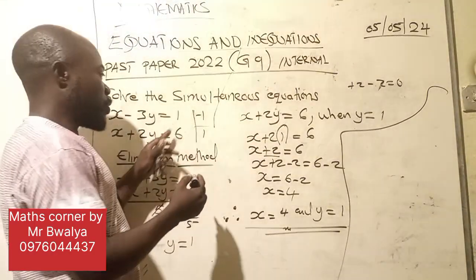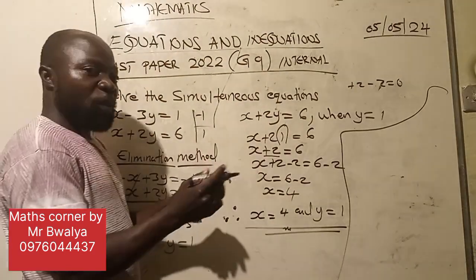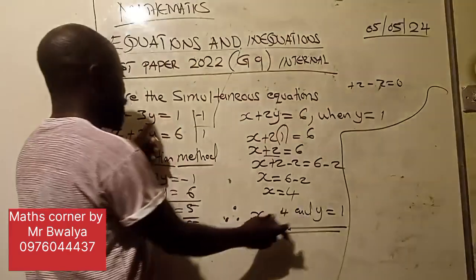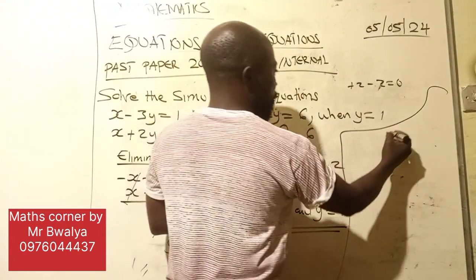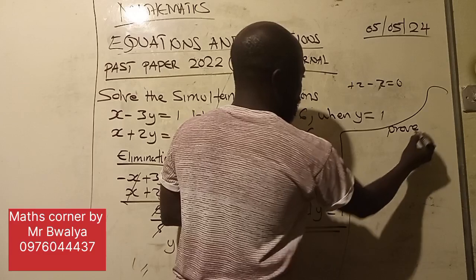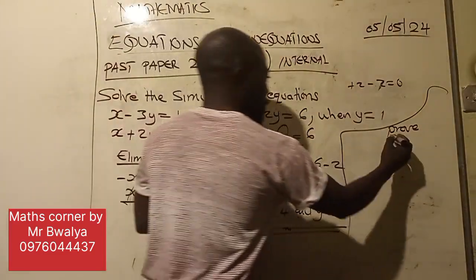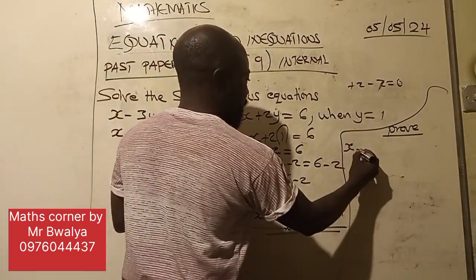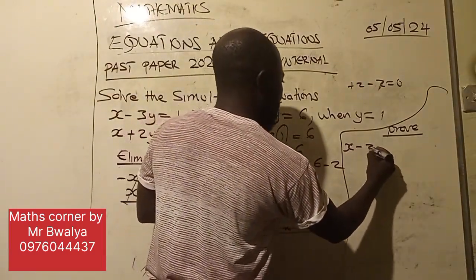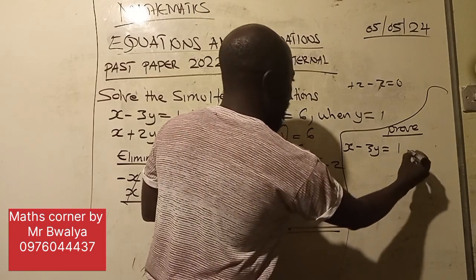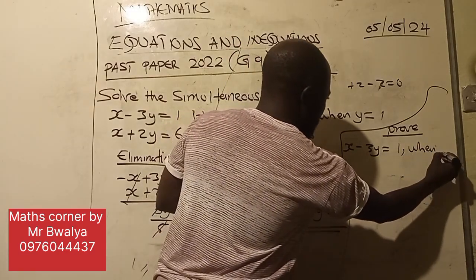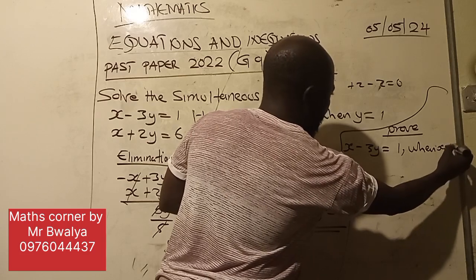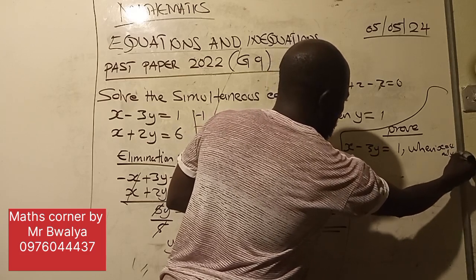Are we together? So we say, where there is x, you are going to put 4, and where there is y, you are going to put 1. So we say prove. We are trying to prove, right? Therefore, the first equation says x minus 3y is equal to 1 when x is equal to 4 and y is equal to 1.